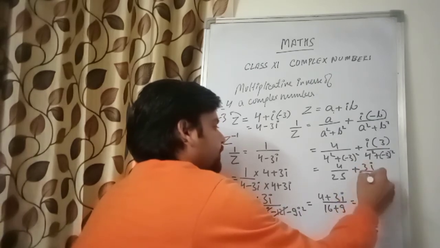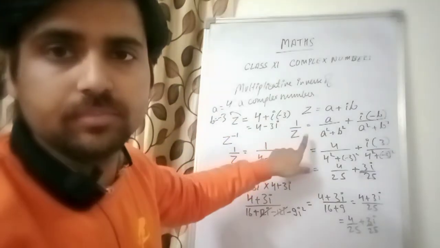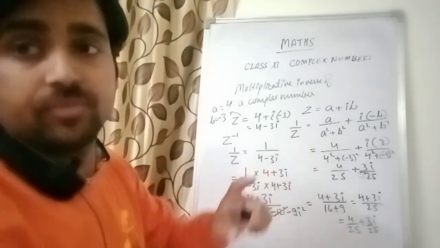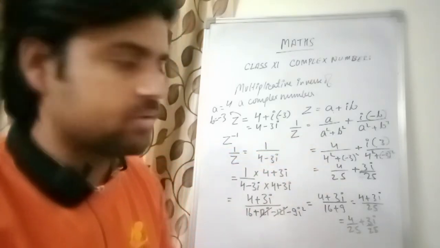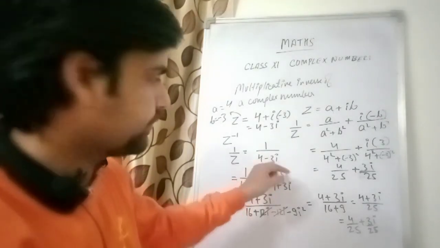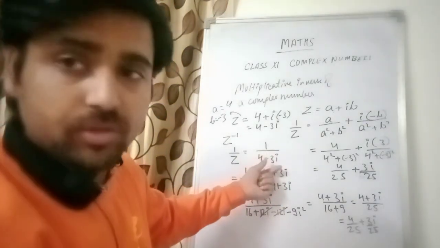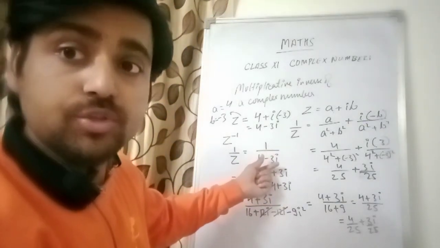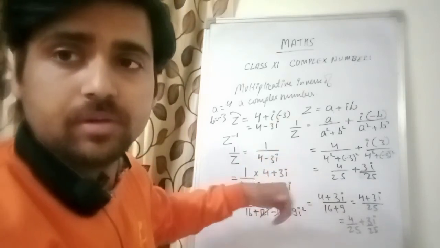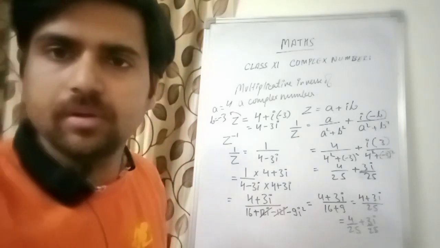So you have seen that if you remember the formula for the multiplicative inverse of a complex number, you can directly use it. But in case you have forgotten, just try to remove the i from the denominator of the complex number. How will you do that? You will multiply the numerator and denominator by the conjugate of the denominator. How will you find the conjugate of a complex number? Just change the sign which is in front of the i. I hope you have understood. Thank you so much.